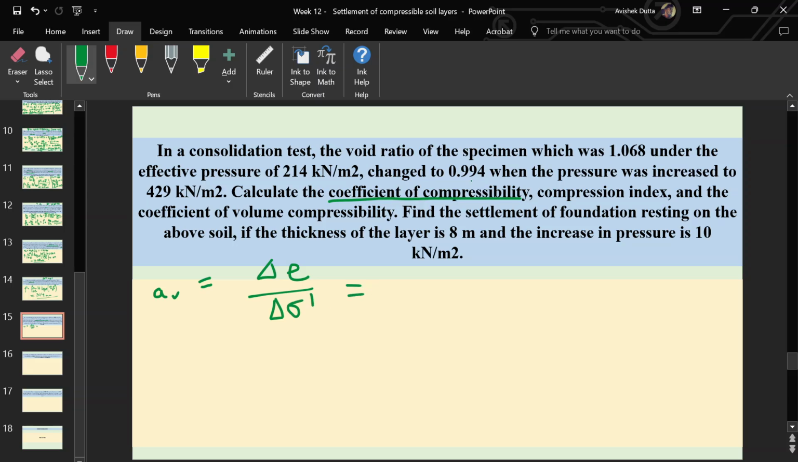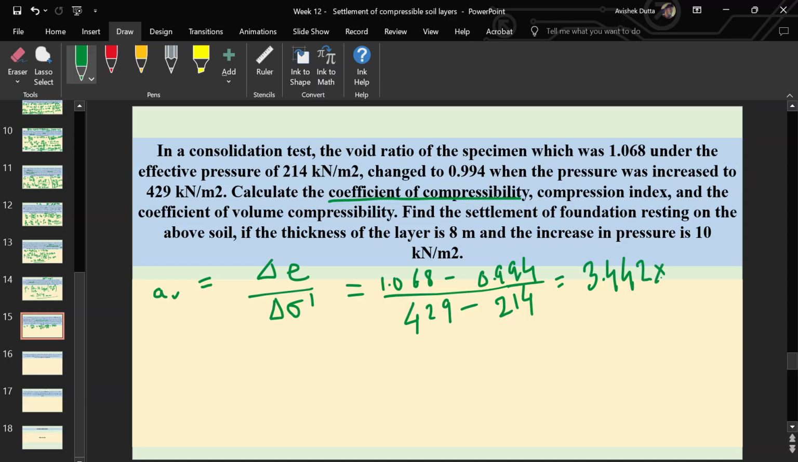What is the change in void ratio? It is 1.068 minus 0.994. Change in effective pressure, obviously 429 minus 214. You get a value of approximately 3.442 into 10 to the power minus 4 meter square per kilonewton. Okay, meter square per kilonewton.